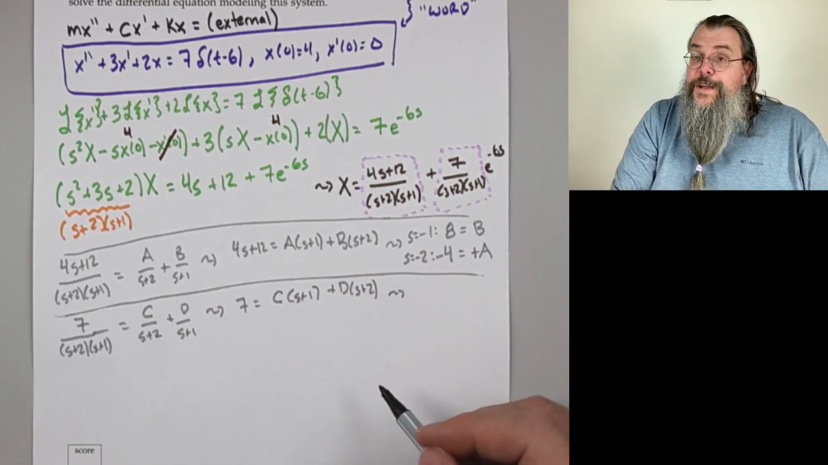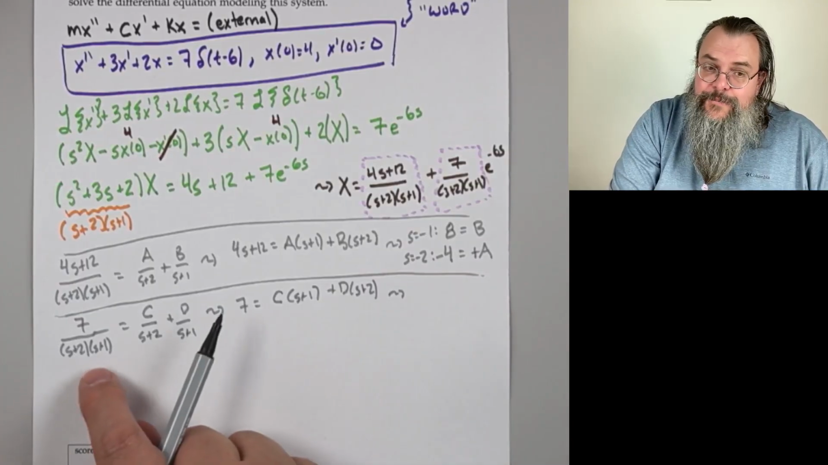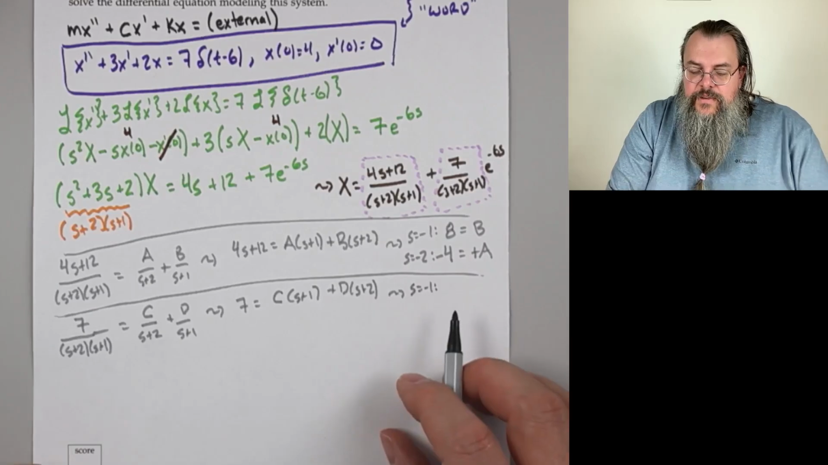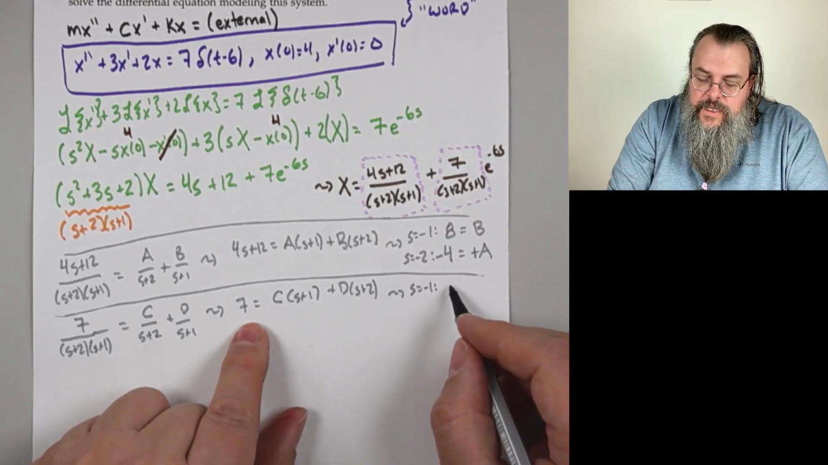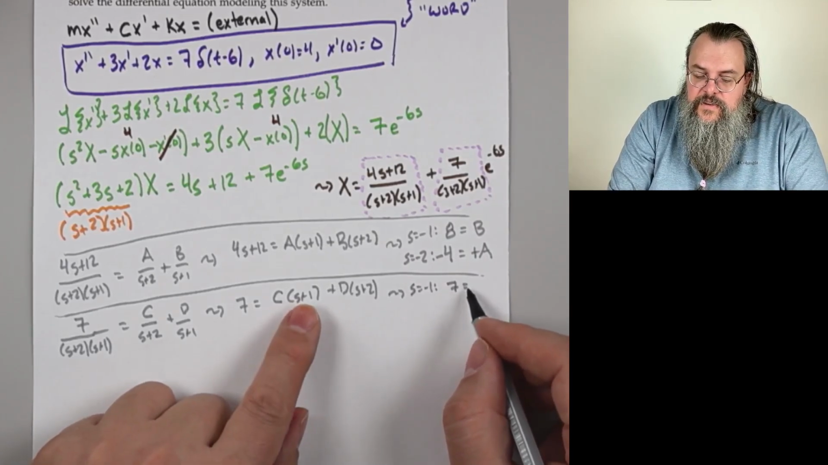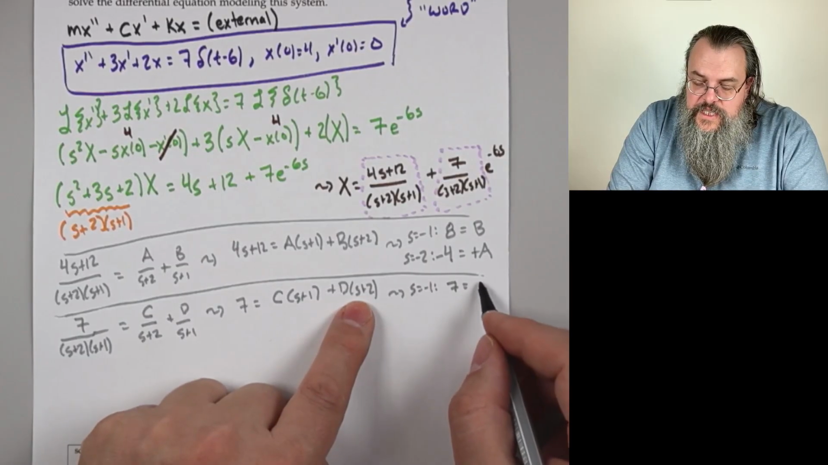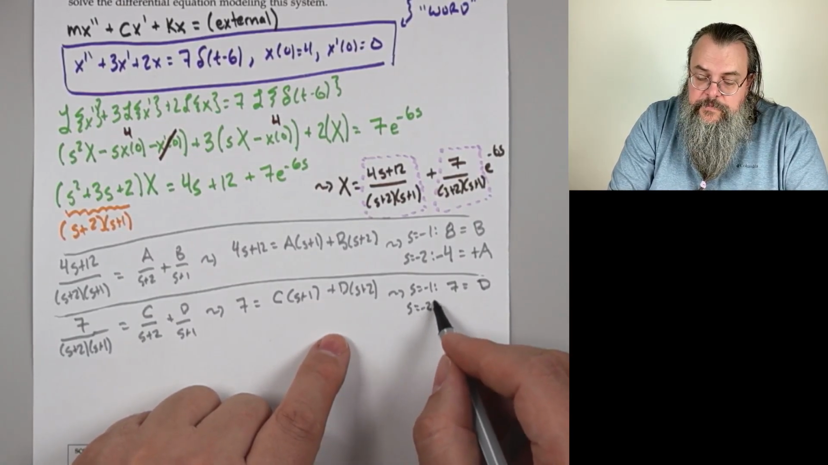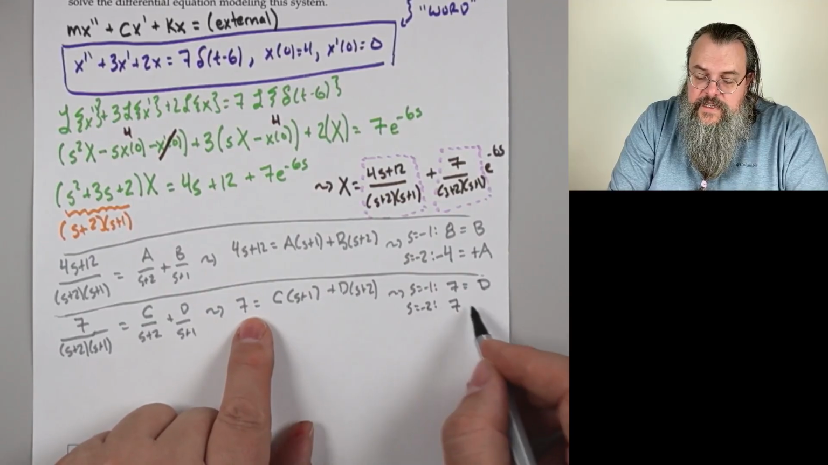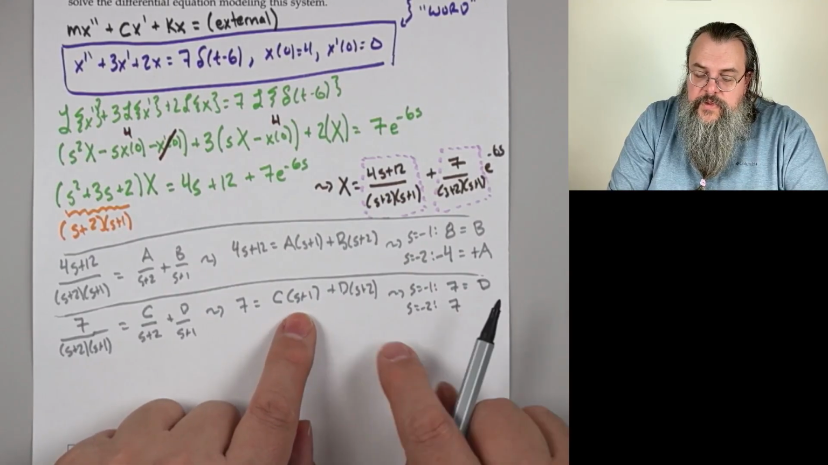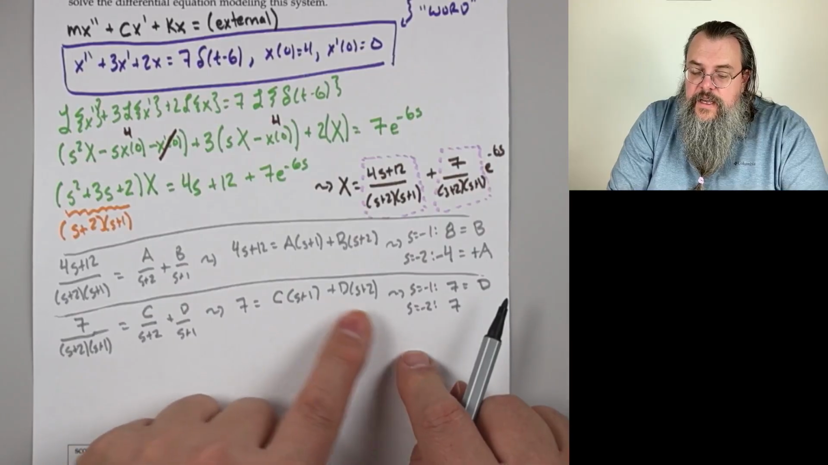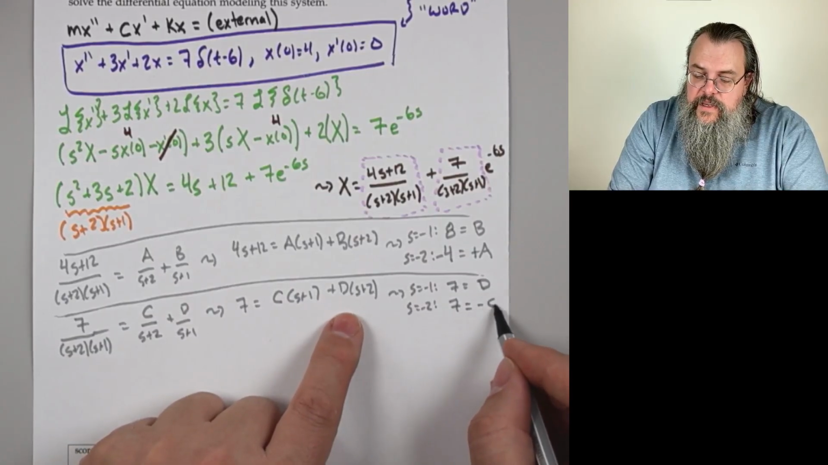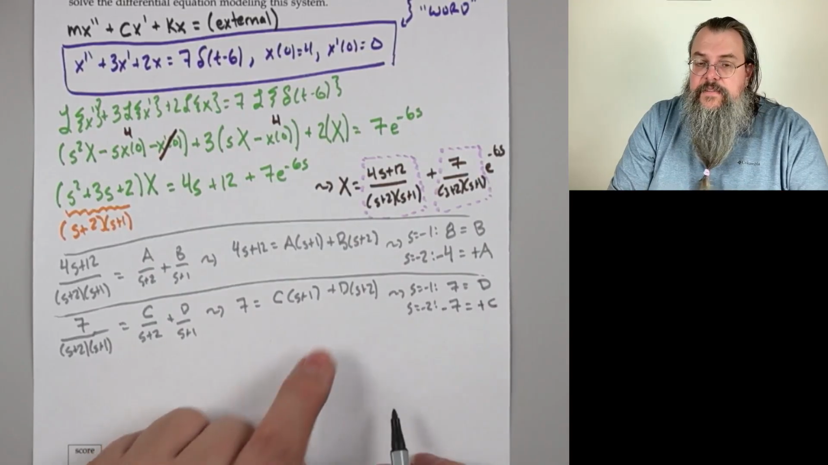And we're going to feel a little bit of deja vu because it's the same downstairs, but we still go through the process. So plug in -1. We're going to get 7 is 0 plus d. So d is 7. Plug in -2. We're going to get 7 is negative c, and then that's going away. That's 0d. So 7 is minus c, or c is minus 7.